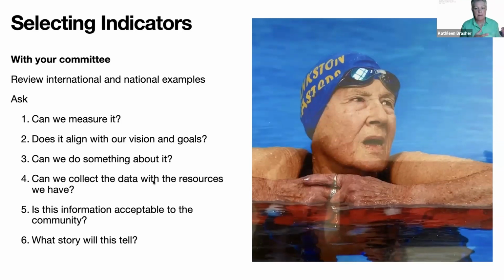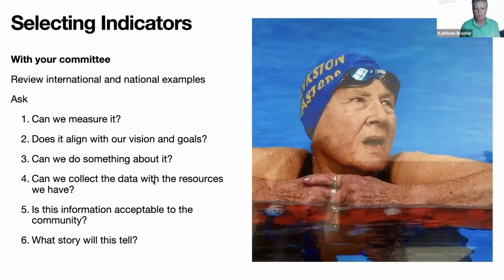So with your committee, you can agree on a set of indicators to set progress at that population level. And the WHO guide is a great resource in undertaking that work. And there are also good examples of indicator sets in the Global Network's database. But locally, you can look at international and national examples, and you can also ask these 6 questions that can help you decide on indicators that are going to matter for your community.